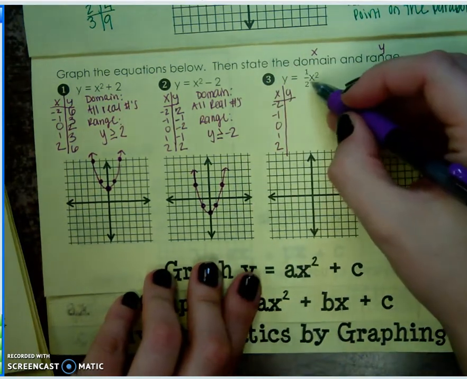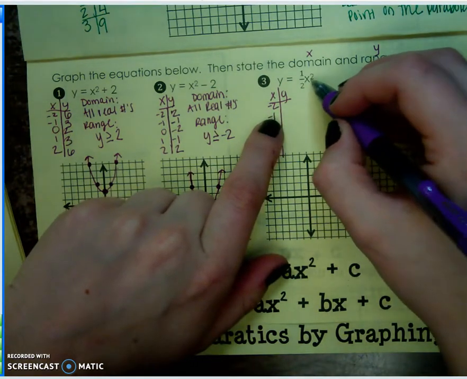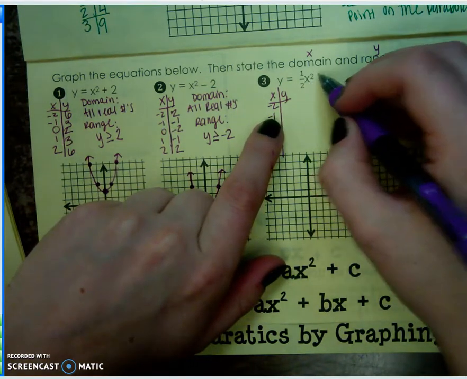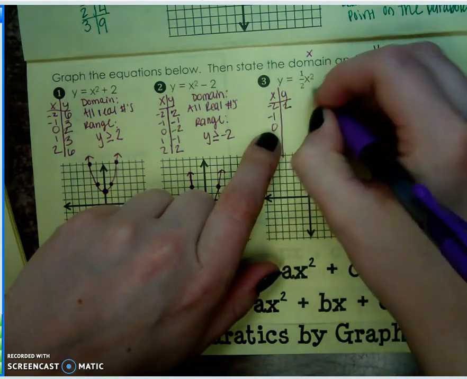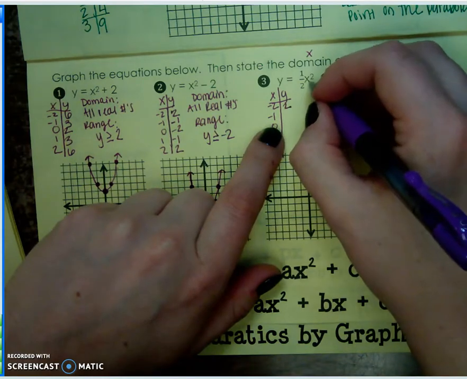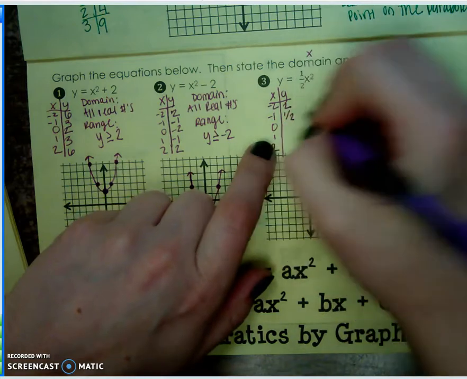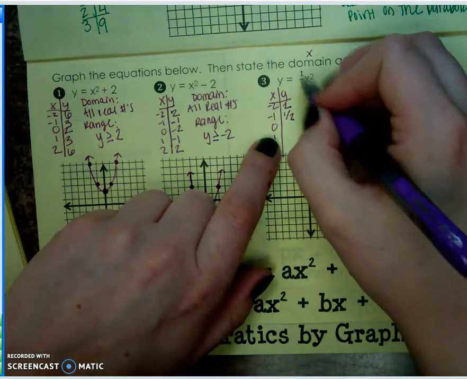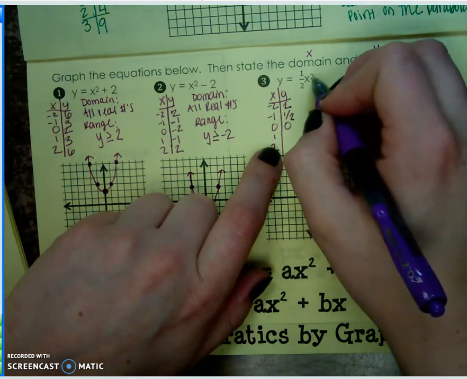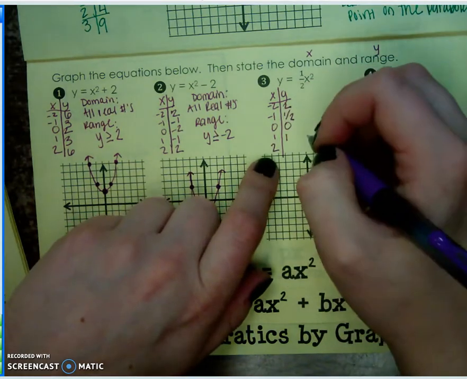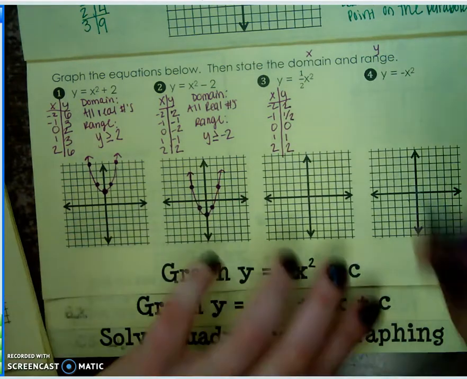Okay, we're plugging in negative 2. Okay, so negative 2 squared is 4, and then times 1/2 is 2. 1 squared is 1, times 1/2 is 1/2. 0 squared times 1/2 is still 0. Again, 1 squared times 1/2 is 1/2, and 2 squared times 1/2 is 2. Okay, go ahead and graph.